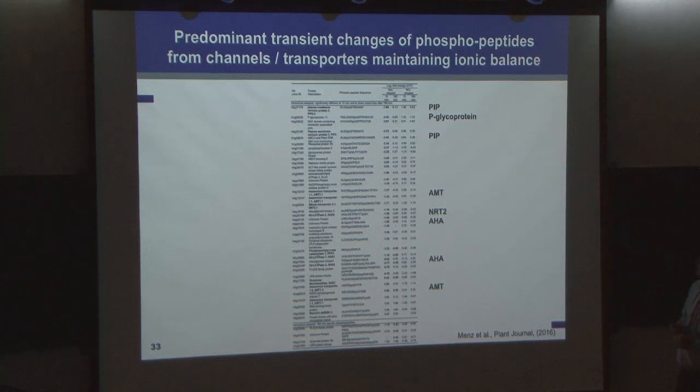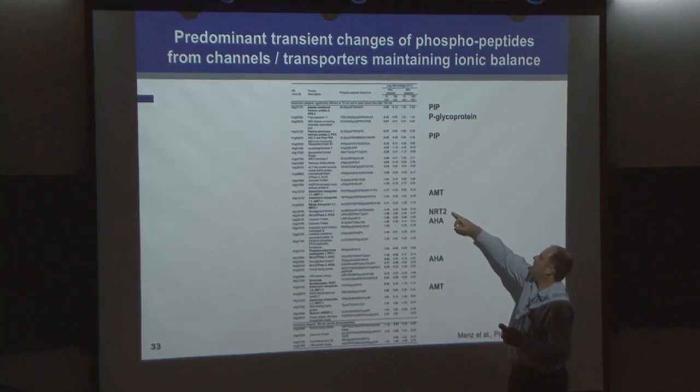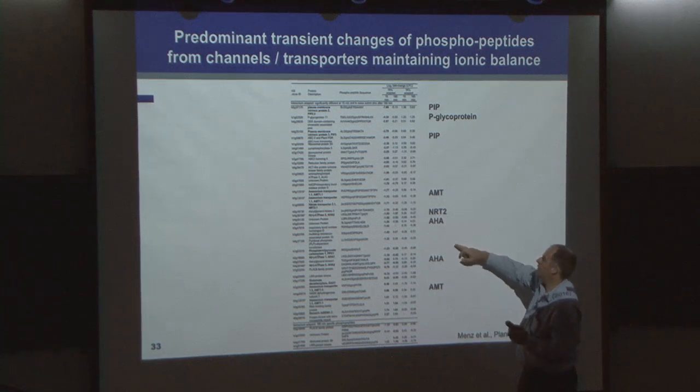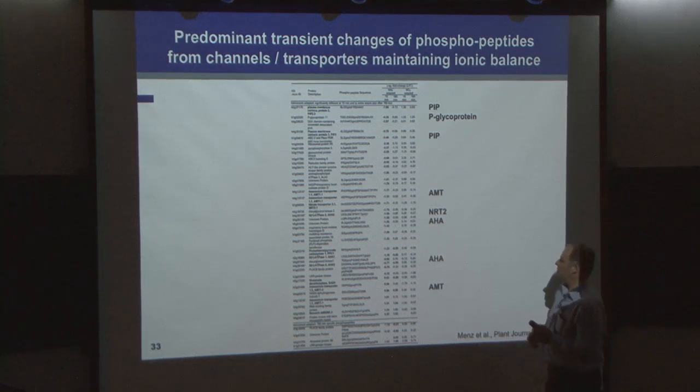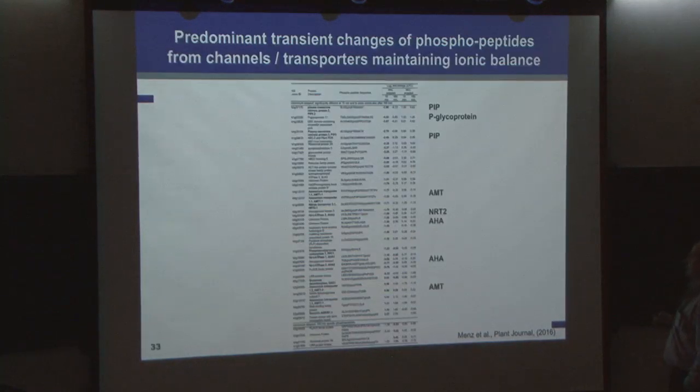Again, a water channel was differentially phosphorylated, ammonium transporters were differentially regulated, nitrate transporters of the nitrate transporter 2 family were differentially regulated, proton pumps were differentially regulated, involved in setting the pH. Again, proton pump, ammonium transporter is differentially regulated, so that in the end we came up with, wow, this final cartoon. What happens when we take away nitrate or when we take away ammonium?